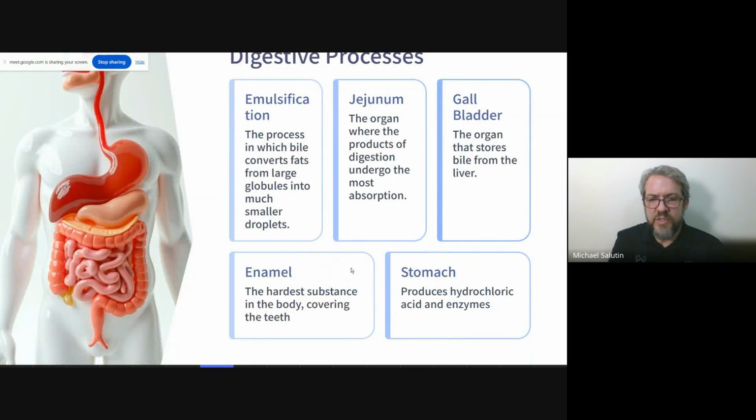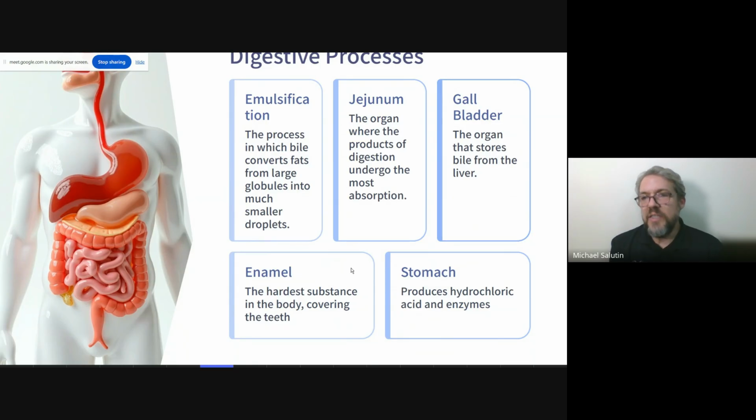Okay, another definition you need to know is enamel. Enamel is the hardest substance in the body, much harder than bone, and it covers the teeth to protect them. It protects the structure of the teeth. So enamel is that hard covering on the teeth.